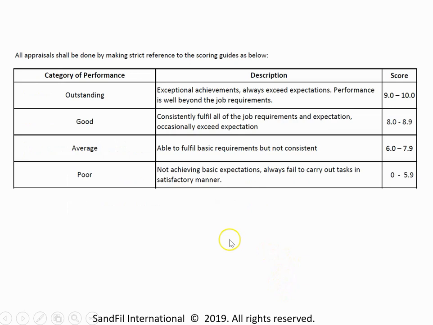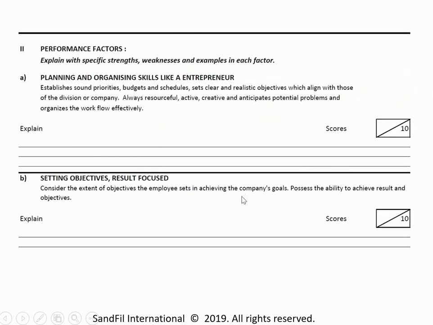You look at here, the rating. Usually your appraisal form has a rating, something like that. So you have outstanding, 9 to 10, good, 8.0 to 8.9, and so on. So this is the guideline for you. Now in this example, you are seeing performance factors here: planning and organizing skills like an entrepreneur. You have to score 1 to 10. And this one, setting objectives, result, progress, 1 to 10.